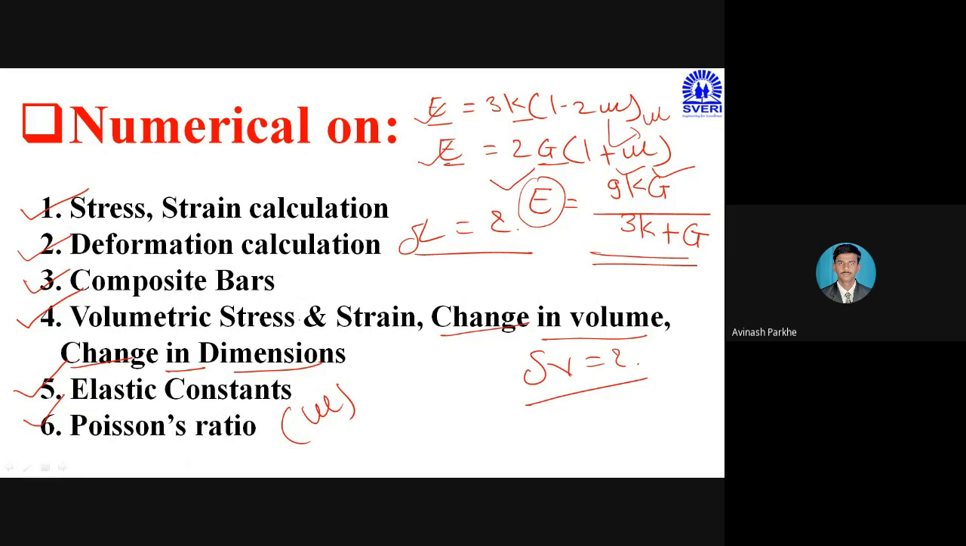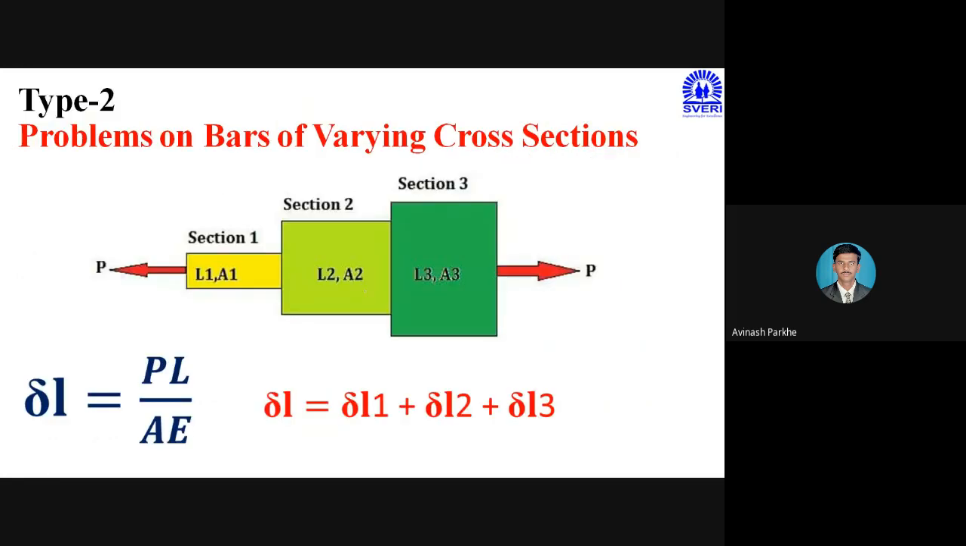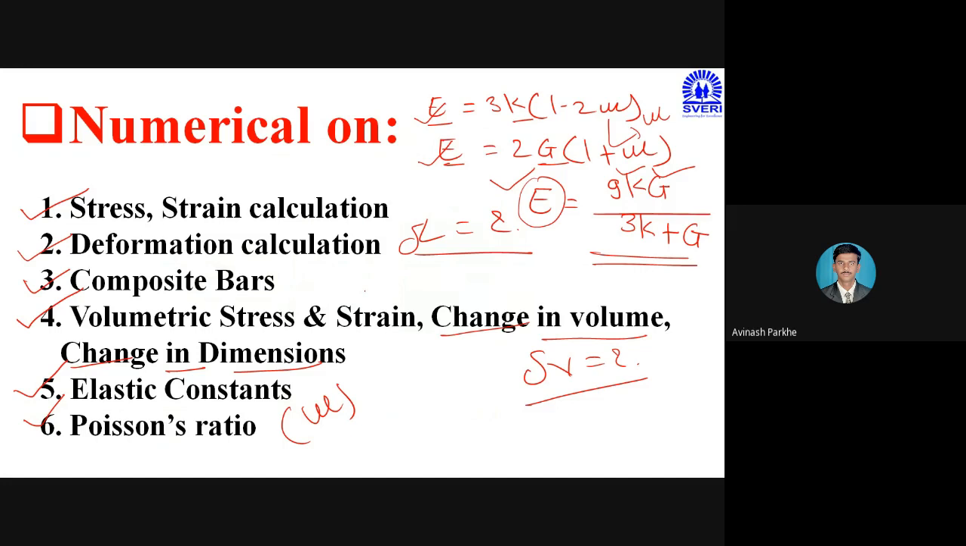So there are near about 6 to 7 types of numericals in chapter number 1, which we have to solve simultaneously. These are the basic types of numericals which we have to discuss in this particular chapter. Now, the problems on bars of varying cross section, this is type number 2, but before that, we have to start with type number 1, that is stress strain calculation.